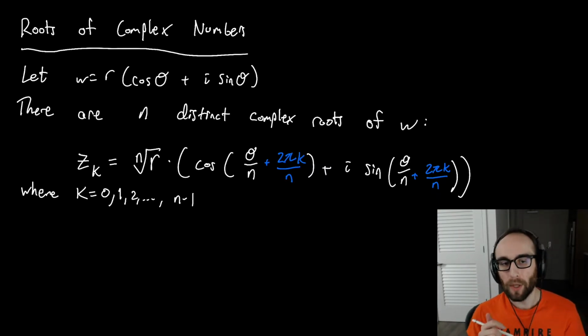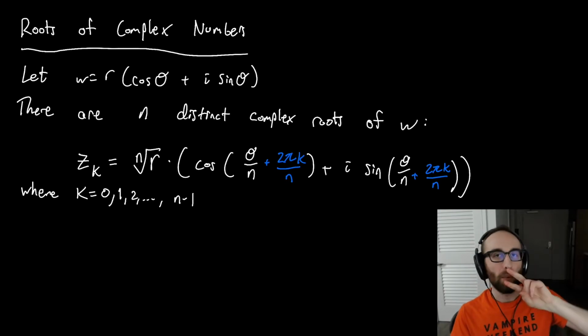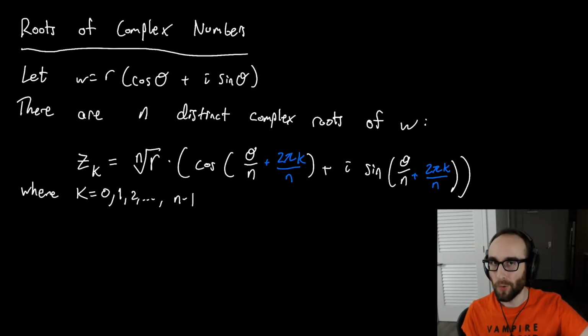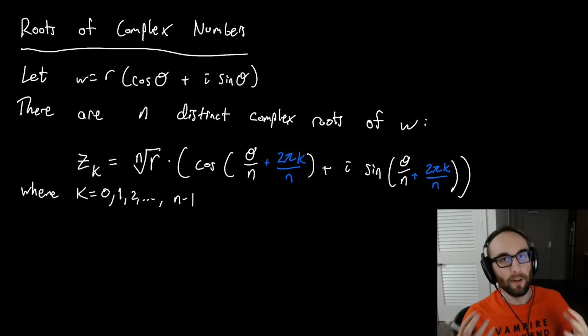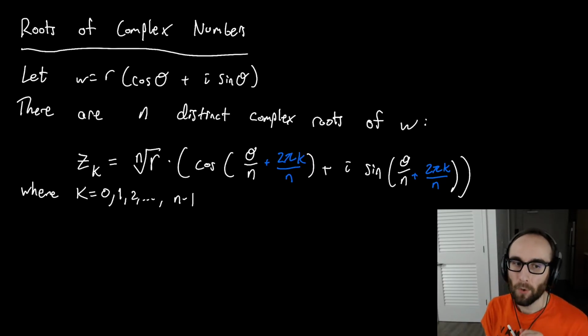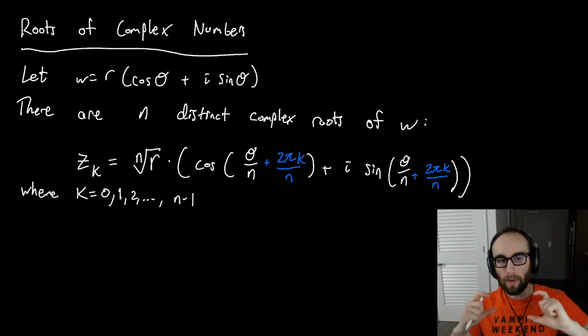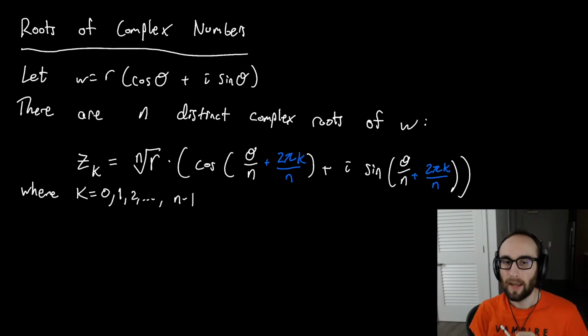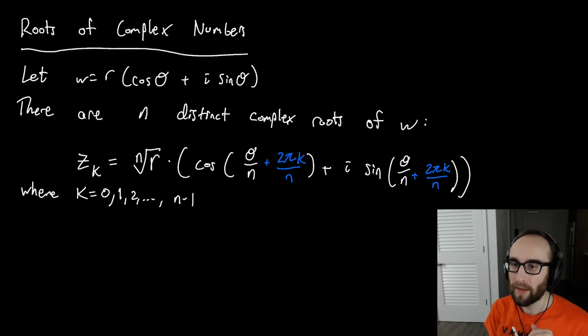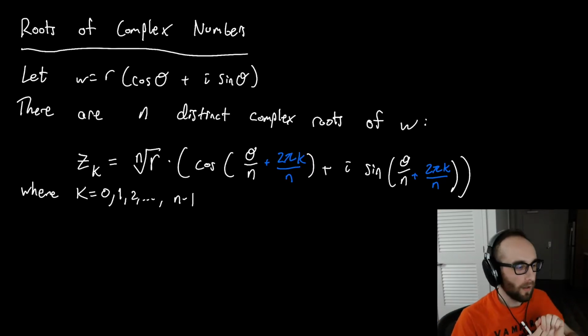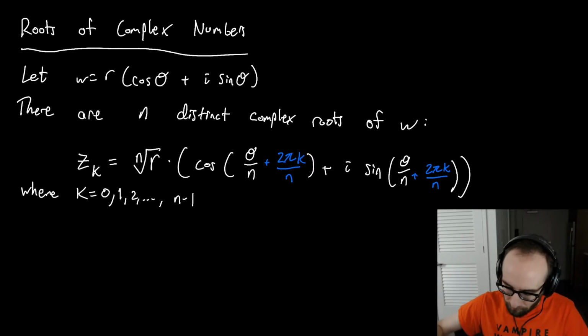For example, if we're looking at square roots, we start at 0, we go to 1, and 1 is 1 less than 2 specifically, so we have 2 square roots. If we have cube roots, we have 0, 1, 2. We end up with 3 cube roots for a number. So we're going to go through all of these, write them out one by one for each k, and then simplify from there. Let's go over a quick example.